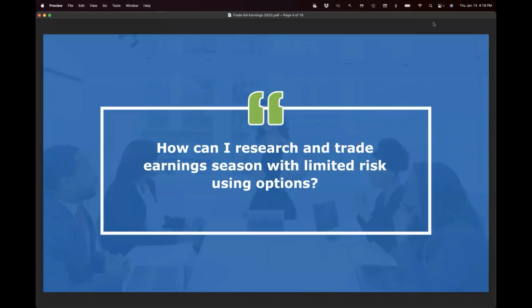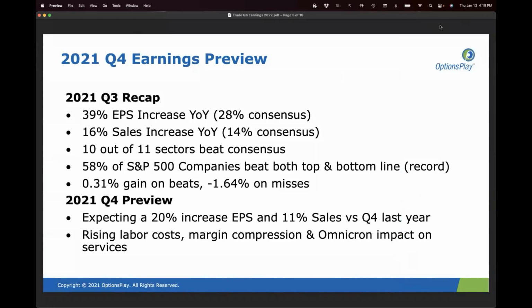So what I want to show you is what option strategies I use and how I think about which option strategies are suited for me, and then how I figure out which stocks to trade these strategies on. So let's go ahead and get started. We'll start off by just talking a little bit about how earnings season last quarter played out and what the expectations are for this quarter.